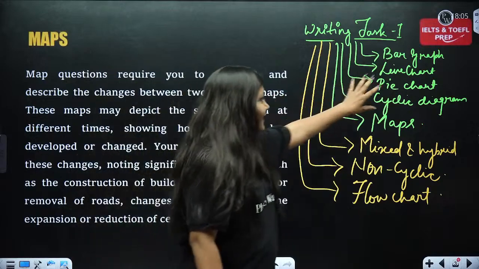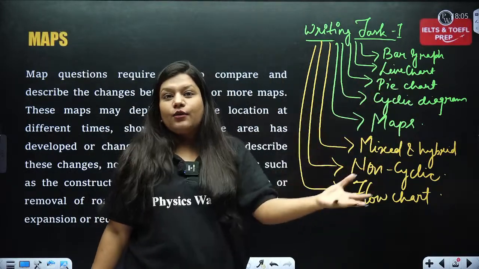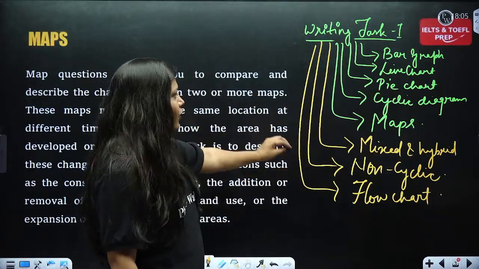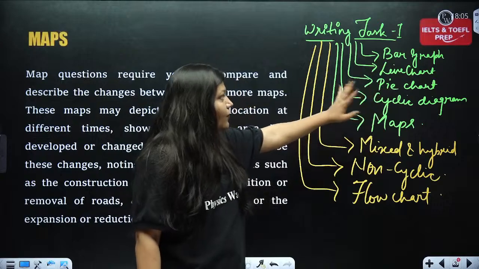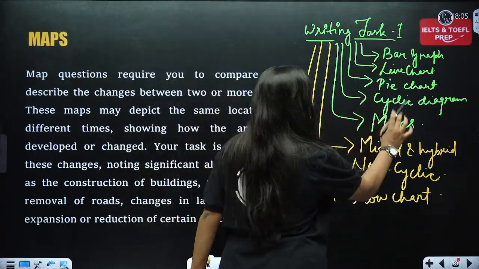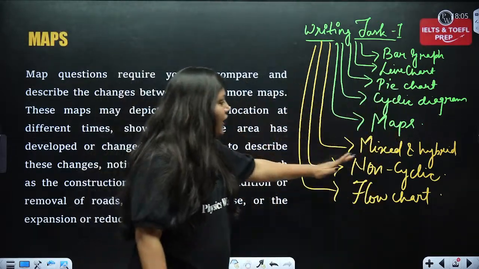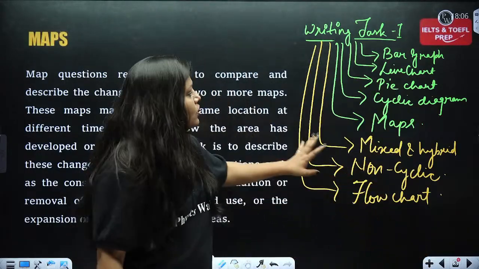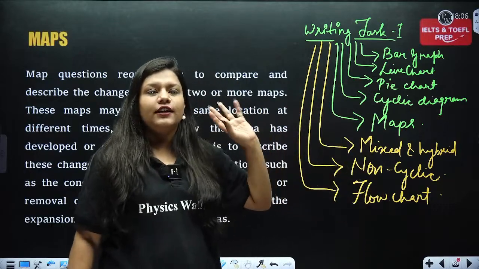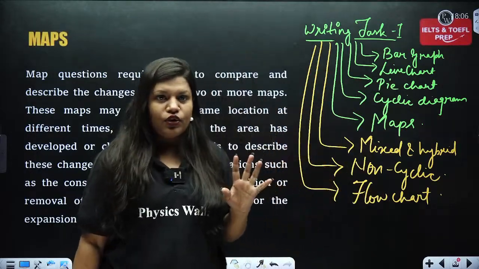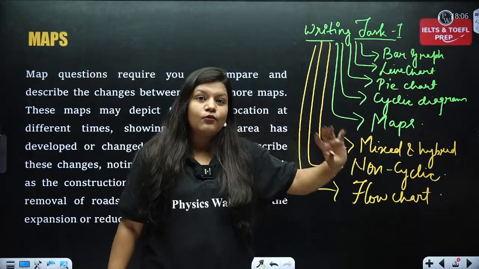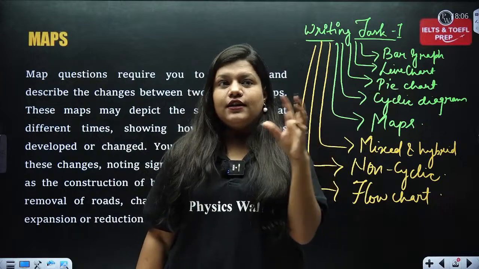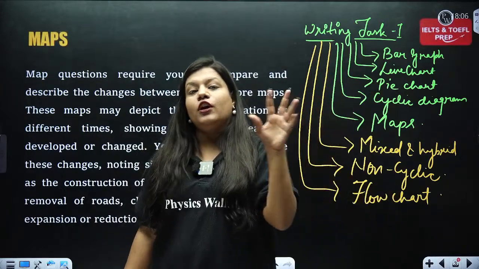Okay, so basically these are the kinds of questions that you usually encounter in writing task 1. Let me know if I'm missing anything. So far, according to me, I'm not missing anything. We have already completed bar graph, line chart, pie chart, cyclic diagram, maps I'll be doing today, and also we have mixed and hybrid questions, non-cyclic and flowchart. In all these kinds of questions the format remains the same. What is going to change is the type of question, the structure of the question and, you can say, the methodology to deal with that question.